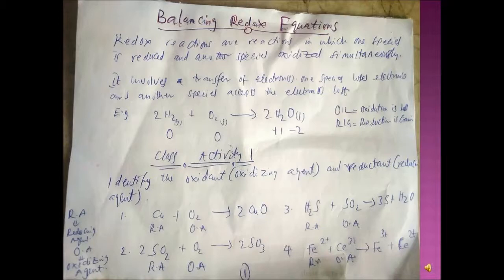Now, a simple way to recall what oxidation and reduction are is by using the acronym OIL and RIG. OIL stands for oxidation is loss. That means if there is loss of electrons, that is oxidation. While RIG, reduction is gain. So when there is gain of electrons, that is reduction.